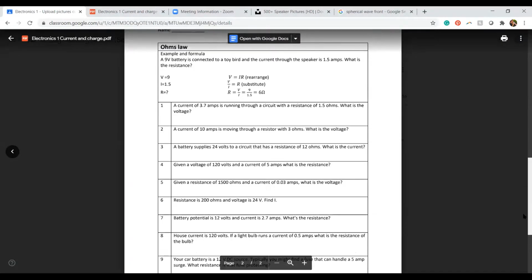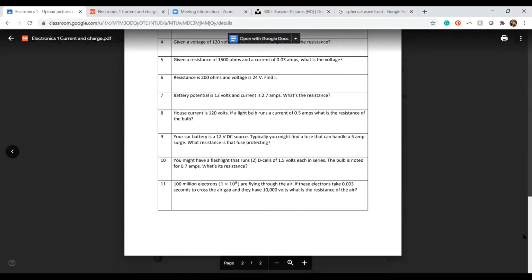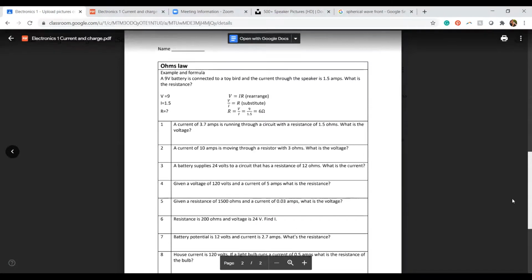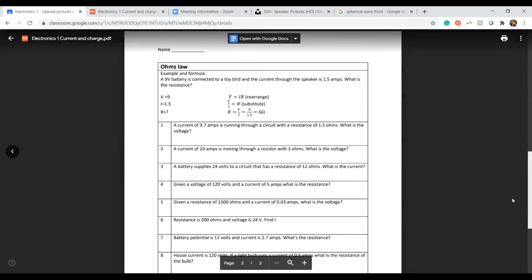Underneath that, we've got some Ohm's law practice. And it's just 2 pages. And there are these questions here. You can print this off or you can do this online, up to you. Let's go have a look at this example here. A 9-volt battery is connected to a toy bird, and the current through the speaker is 1.5 amps.